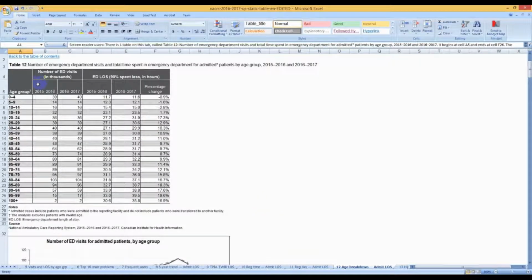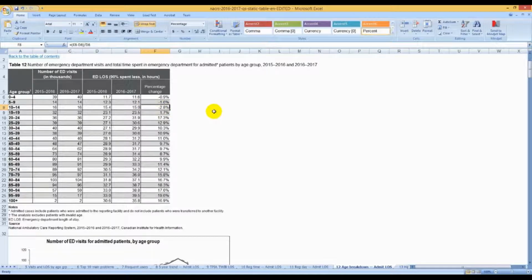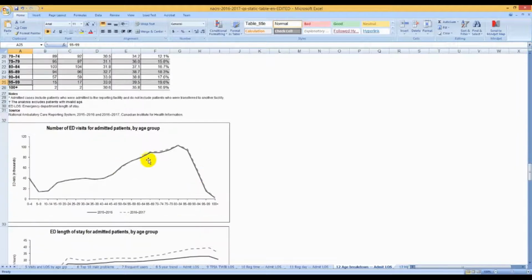Table 12 is the number of ED visits and total time spent in the emergency department for admitted patients by age group. By age group, we summarize the view for different ages from 0 to 4 up to 9 years old. And here has the percent change. If we compare this fiscal year with last fiscal year, this one decreased from 15.4 to 15, and for this age group, it's around a 20% increase. And here is the summarized chart.